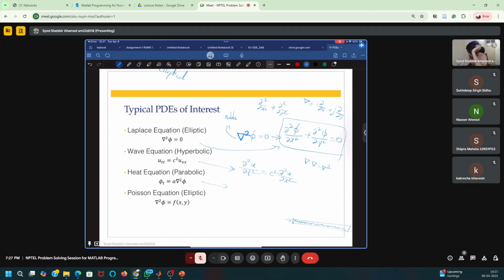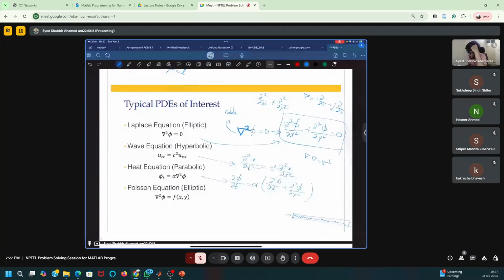And this is the heat equation, which is given by dou phi by dou t equals alpha into dou square phi by dou x square plus dou square phi by dou y square. Again, let's check how we can get the parabolic and hyperbolic classifications.